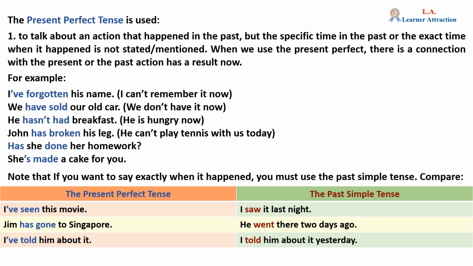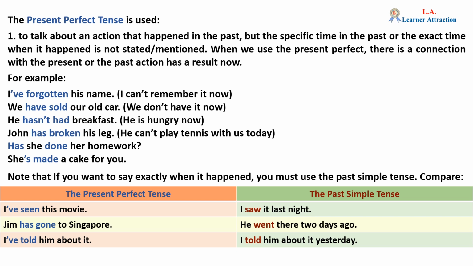We have sold our old car. We don't have it now. He hasn't had breakfast. He is hungry now. John has broken his leg. He can't play tennis with us today. Has she done her homework? She's made a cake for you.